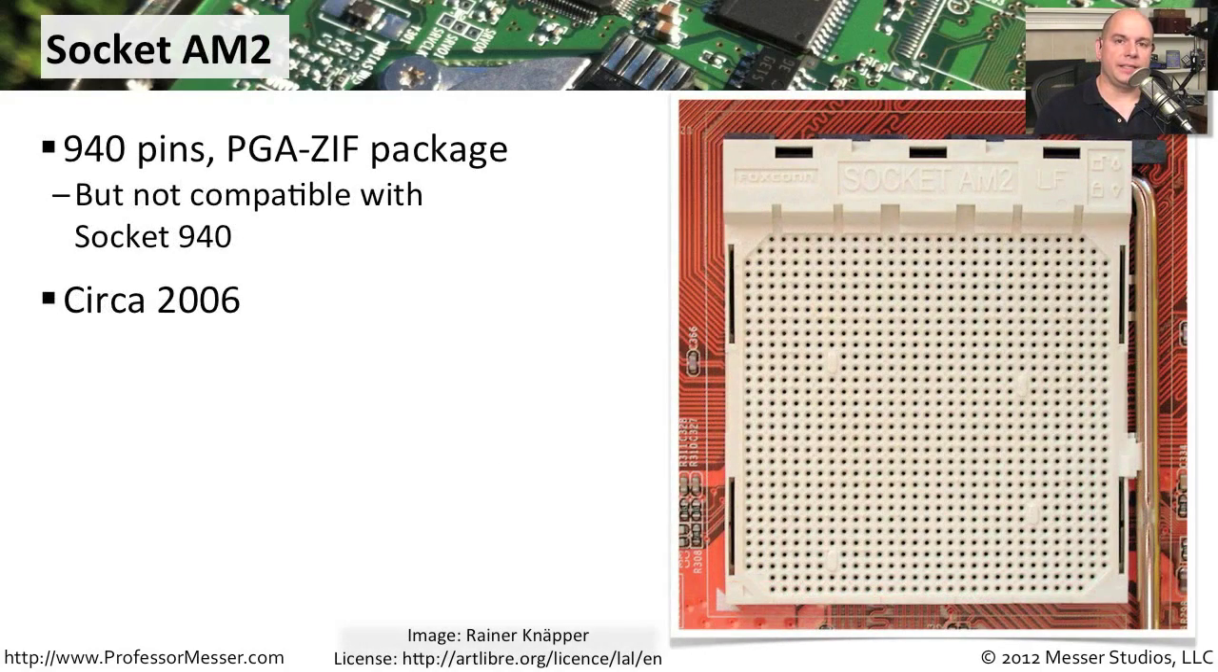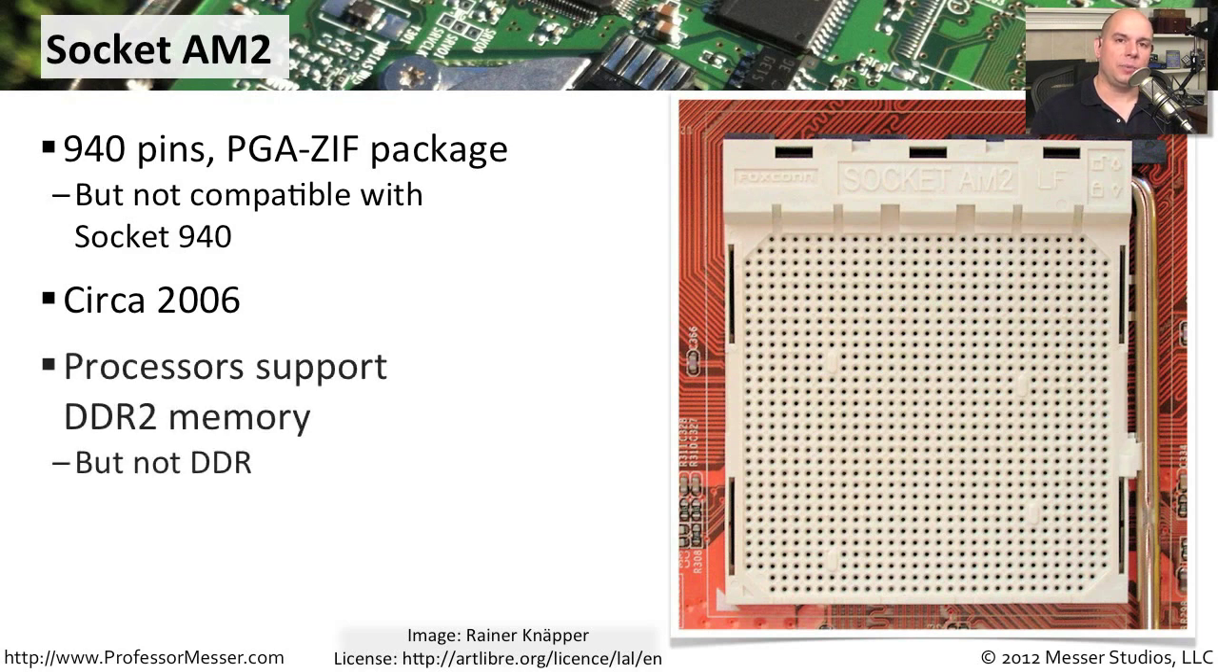In 2006, AMD released a new socket called the socket AM2. This socket also had 940 pins on it, but it was not compatible with the older socket 940 that came previous to this version. One significant change in the socket AM2 is that it allowed processors to use DDR2. And because you were not able to have that backward compatibility with the socket 940, we weren't able to use DDR memory, only DDR2 memory with the socket AM2.